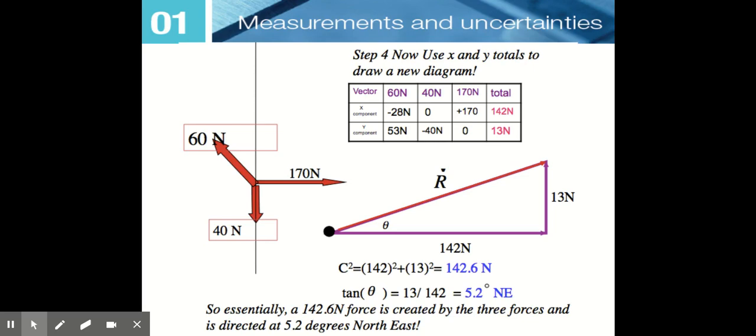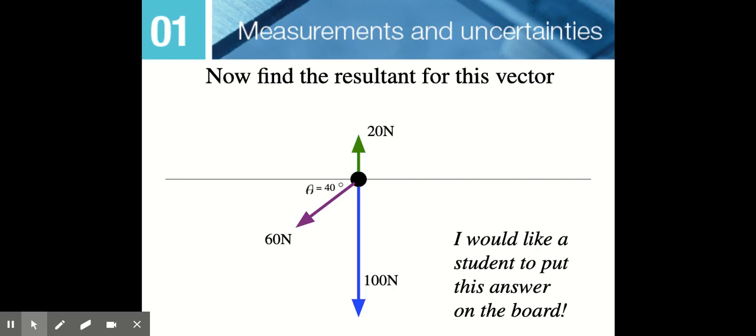Notice at the bottom, we have our new resultant force, and notice that our angle is 5.2 degrees north of east. We did not come off of the northern direction. We came off of the eastern or horizon vector. Again, we'll talk about these in class. Don't freak out. I will go step by step through this.